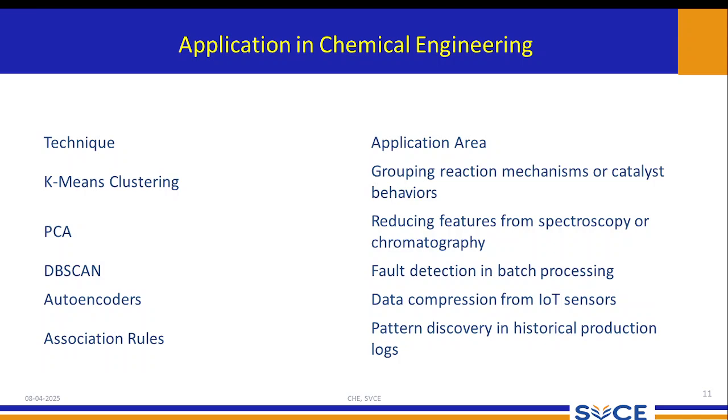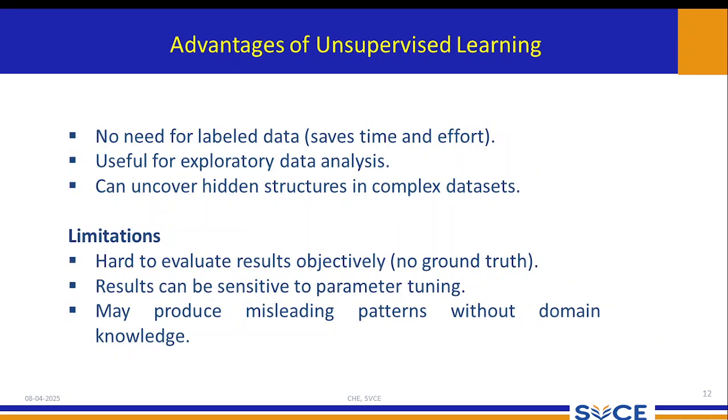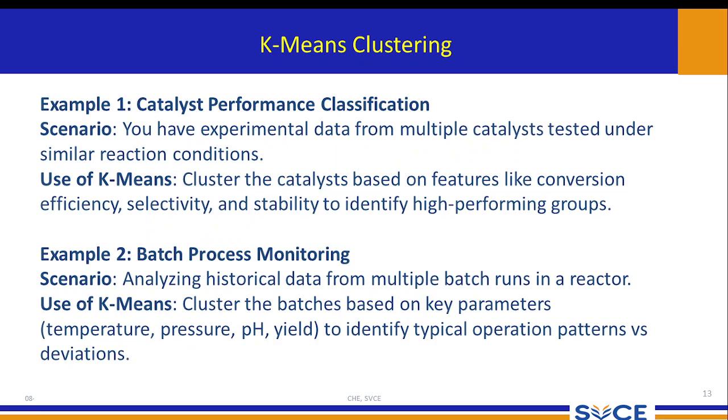So we are going to see an example for all these four cases. Before getting into the examples of all these four categories, we will see the advantages of unsupervised learning. There is no need for labeled data. It is useful for exploratory data analysis and can uncover hidden patterns and structures in complex datasets. I already told you this in the last lecture, so let me go directly to the examples. What is k-means clustering?